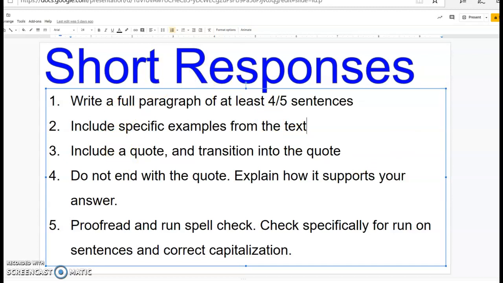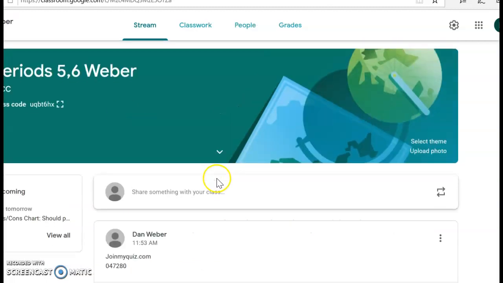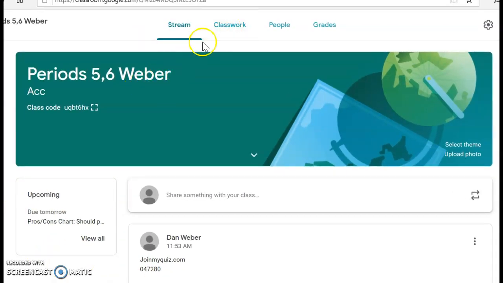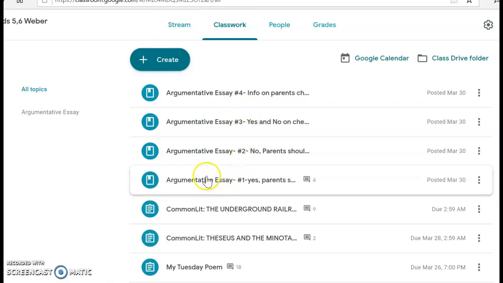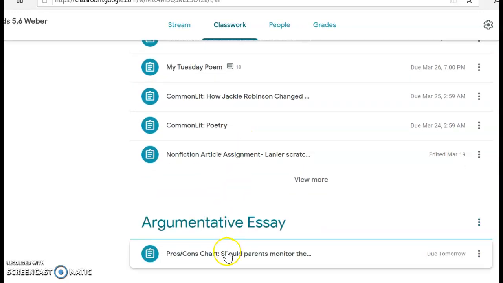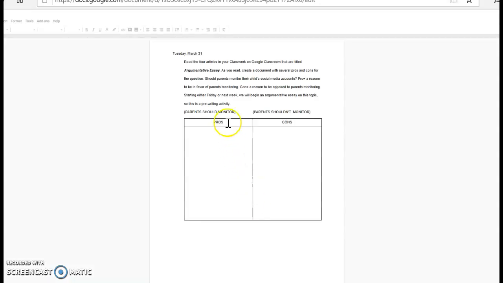There were several of you who did not do your pros and cons. I want to take you back here. I know not all of you are in periods 5 and 6, but this is the example. Some of you didn't do this yesterday. If you go to classwork, you'll see argumentative essay 1, 2, 3, and 4. These are articles, and these have links. So you have to read these articles. And once you've read the articles, or even as you're reading them, you open up the pros and cons chart. When you open it, your chart will look like this. I'm not going to type in here, but basically what you do is you list the pros and the cons for why parents should monitor or why parents shouldn't monitor their child's social media accounts.